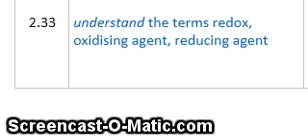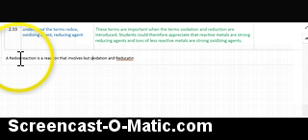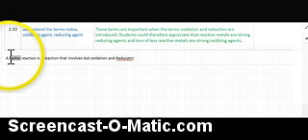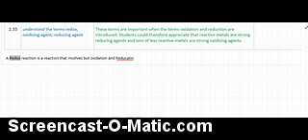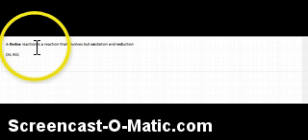Understand the term redox, oxidizing agent and reducing agent. So a redox reaction is a reaction that involves both oxidation and reduction. So it's redox. Looking back at our acronym OIL RIG, oxidation is loss, reduction is gain. We're going to expand this definition slightly to include the terms oxidizing agents and reducing agents.